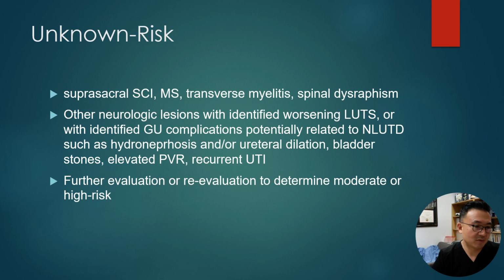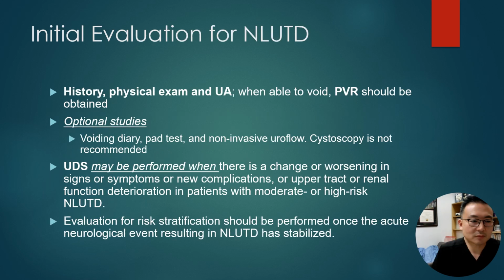As mentioned previously, unknown risk includes suprasacral spinal cord injury, MS, transverse myelitis, spinal dysraphism, or any neurologic lesions with identified worsening lower urinary tract symptoms such as hydronephrosis, bladder stones, ureteral dilation, elevated PVR, or recurrent UTIs. We need to further evaluate or reevaluate these patients, especially if their symptoms have changed, to determine if they're moderate or high risk.